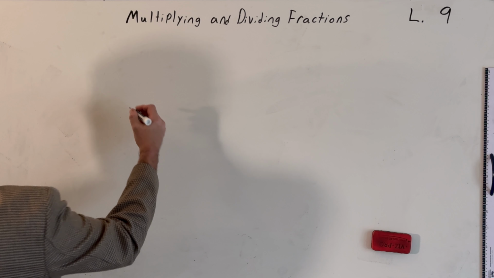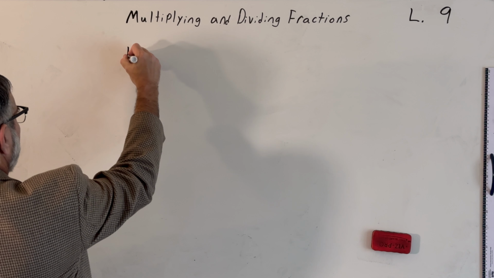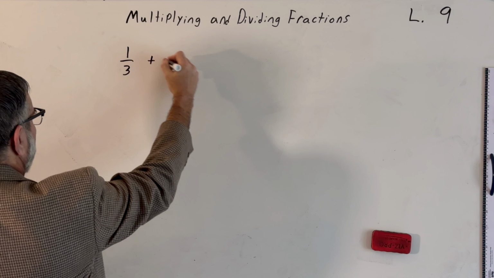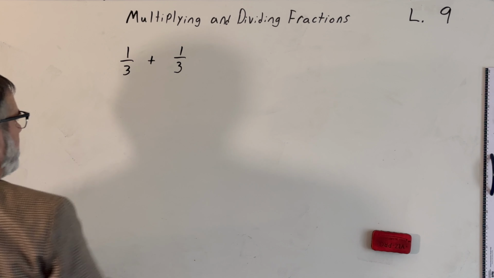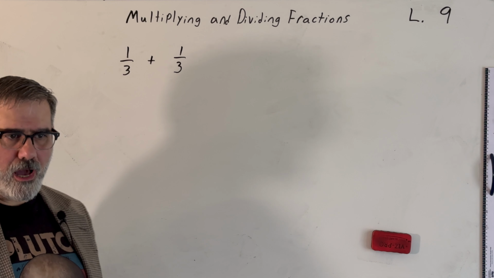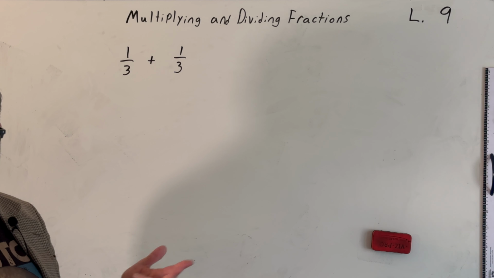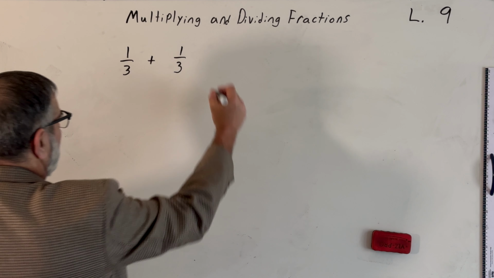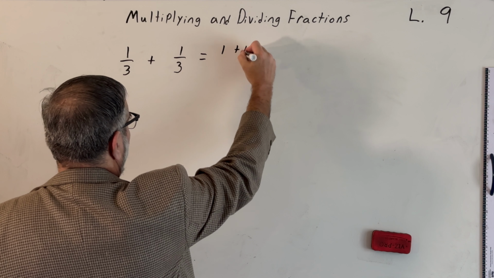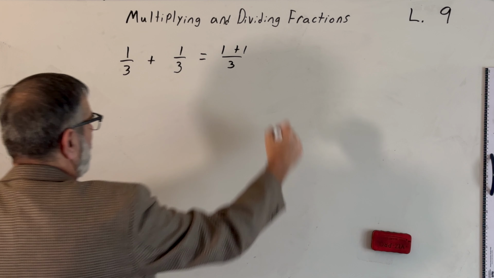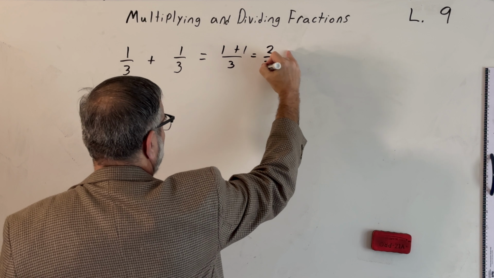So where do we begin? Well, let's just take a look at a few things here. We recall from last time that we learned how to add fractions that have the same denominator. We call this a common denominator because they have it in common. So 1/3 plus 1/3, we know we just add the numerators and we keep the denominator the same, right? So this is 1 plus 1 over 3, which is, of course, 2/3.